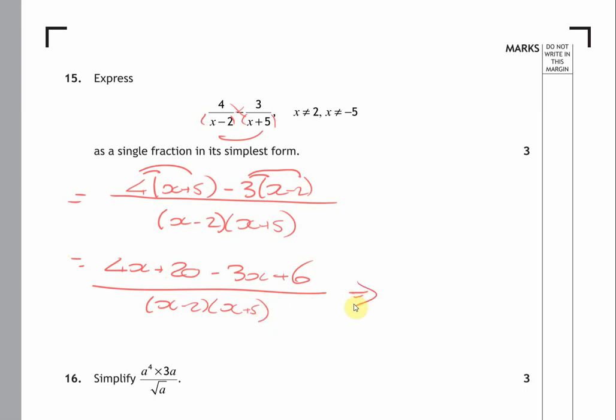So then when we simplify this, we'll collect the like terms. 4x minus 3x is x. Then 20 plus 6 will be 26, all divided by x minus 2, x plus 5. And that is it in its simplest form.